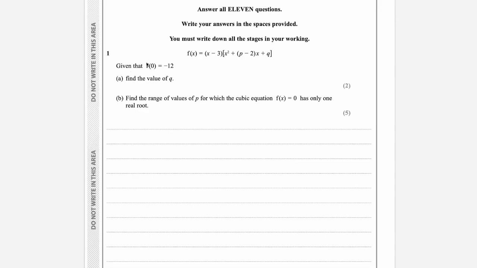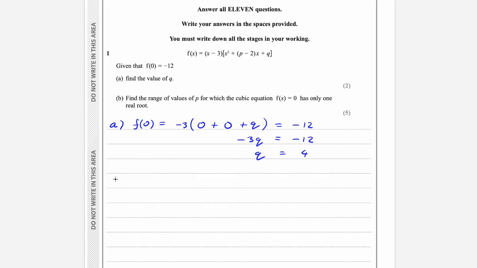Okay, question 1. Given that f of 0 equals -12, find the value of q. Hopefully straightforward. We just sub in 0: f of 0 equals 0 minus 3, which is -3, times 0 plus 0, plus q, and this equals -12. Multiply this out and we get -3 q equals -12. q is equal to 4, because -12 divided by -3 is 4.